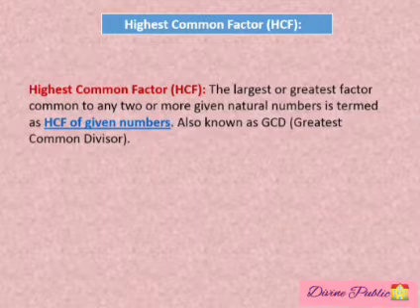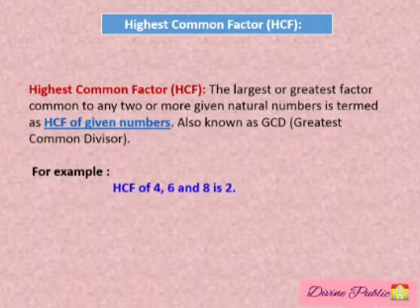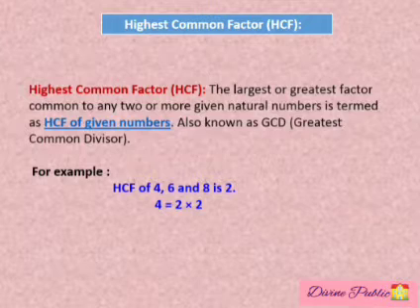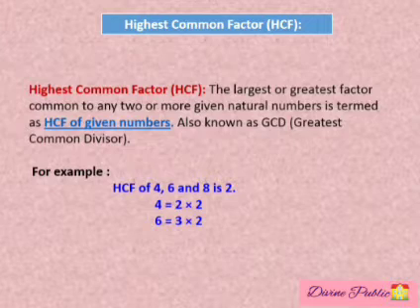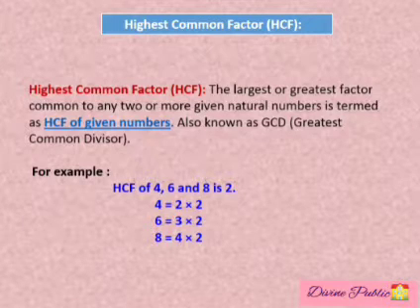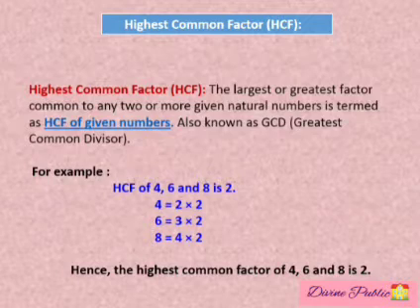Let us see the example. HCF of 4, 6 and 8 is 2, because factor of 4 equal to 2 into 2, factor of 6 equal to 3 into 2 and factor of 8 equal to 4 into 2, means the highest common factor of 4, 6 and 8 is 2. Let us see some more examples.